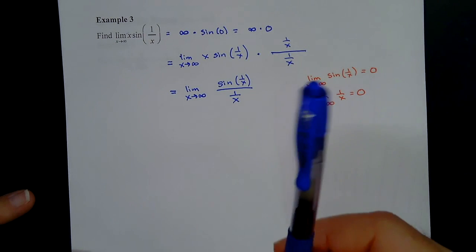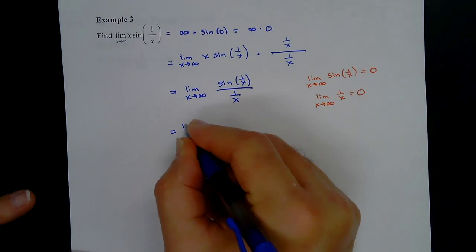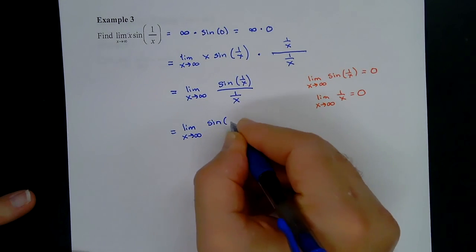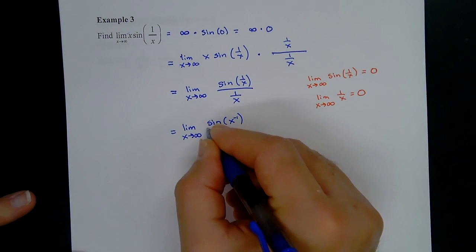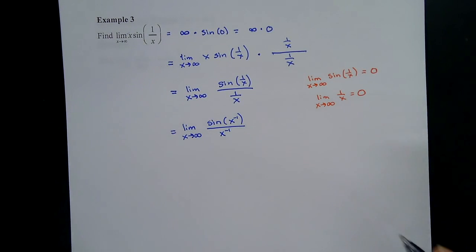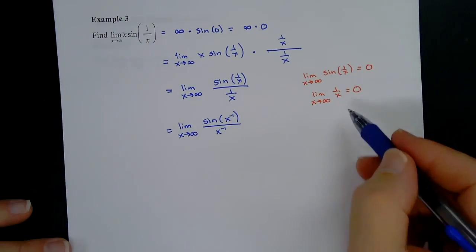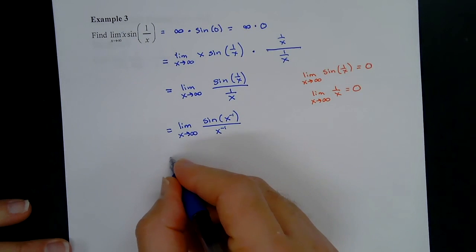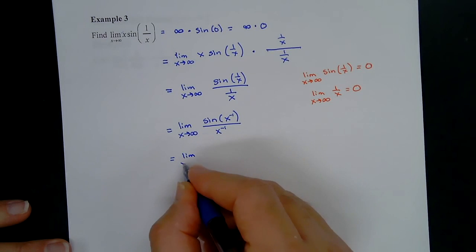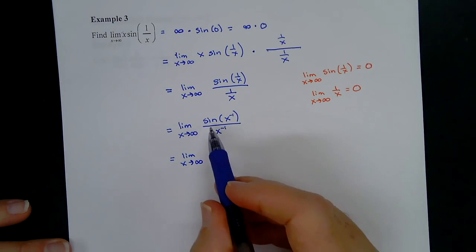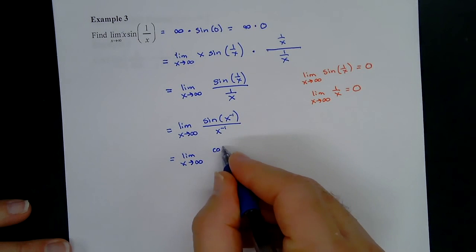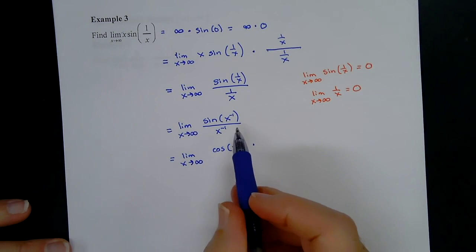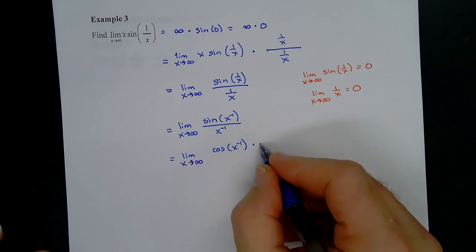So this becomes the limit as x approaches infinity of sine of x to the negative 1 over x to the negative 1. And now that's equivalent to this. So now we can just take the derivative of this and the derivative of this, because we've already stated this. Okay, so this becomes the limit as x approaches infinity. And sine of x to the negative 1 is cosine of x to the negative 1 times, and the derivative of this would be negative 1 x squared.